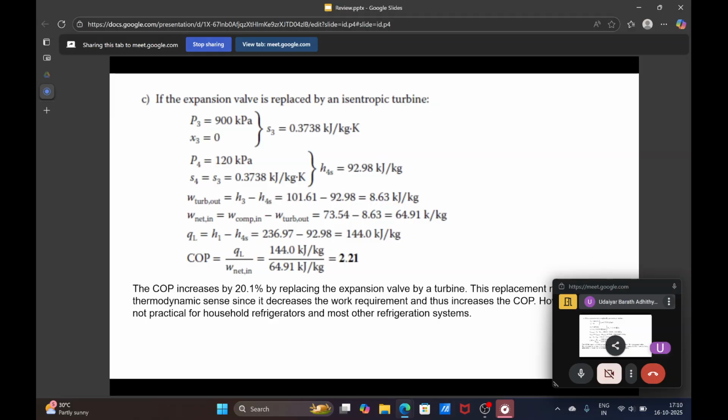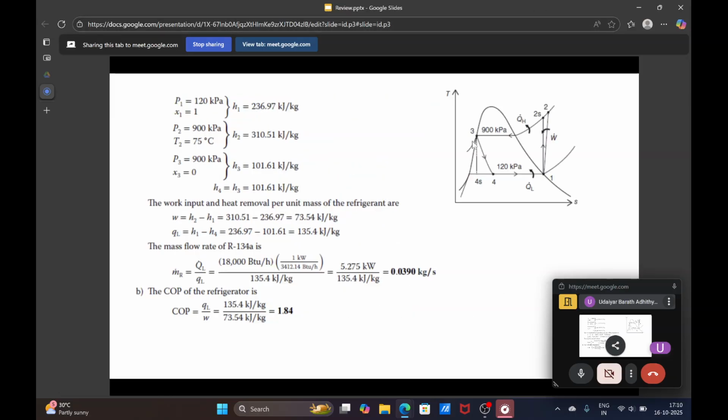Now if the expansion valve has to be replaced with an isentropic turbine, what will happen in this case? Previously we know H3, and because it was a valve we found out H4 straight away, but now instead of 3 to 4 we have isentropic expansion. So from 3 it will reach state 4s. So there will be a constant entropy process. So entropy at 3 and entropy at 4s will remain the same, and then at 4s we can estimate the quality using saturated liquid and saturated vapor entropies, and then use that quality to estimate the enthalpy at state 4s. So that's what we'll do.